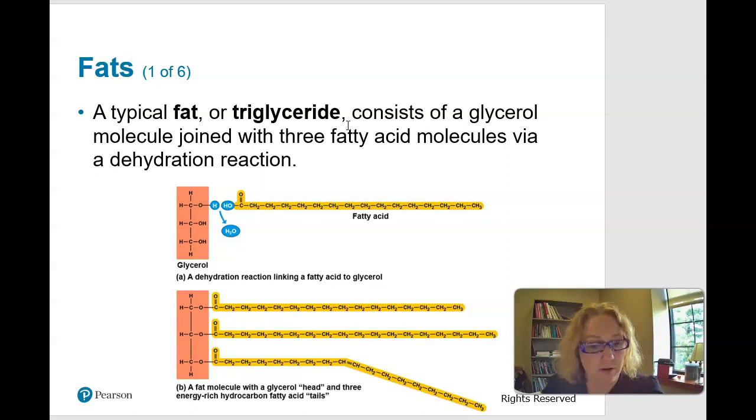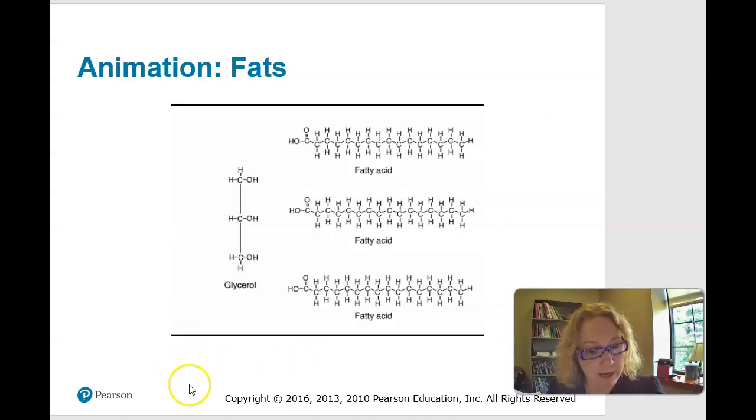triglyceride consists of a glycerol. This is the glycerol, the little head, this part. This glycerol is joined by 3 fatty acid molecules. Guess how? A dehydration reaction. There's your water. It's losing water. So this is a fat molecule. It's going to have 3 fatty acids attached to the glycerol molecule. So there are different types that you'll remember, but here is how these are made.